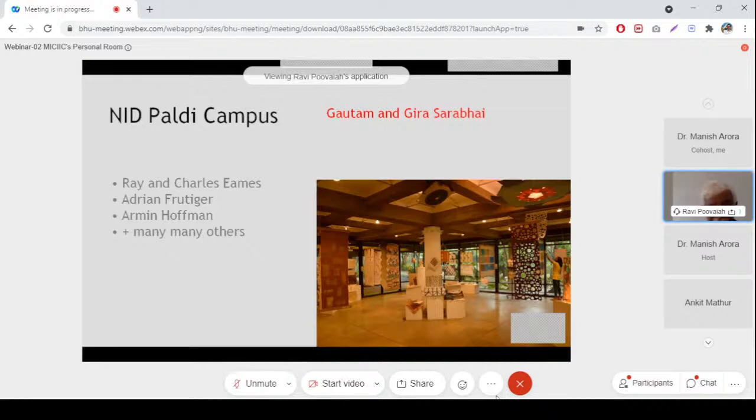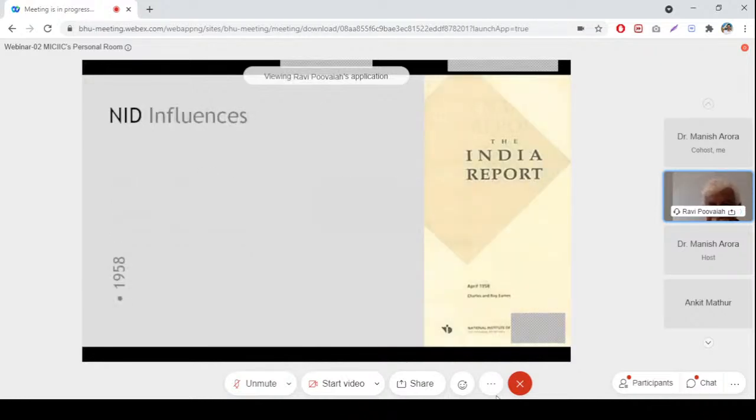And of course, NID was based on a report by Ray and Charles Eames, okay, which is a seminal report. It's called the India Report. Okay, it's there on the web for you to have a look at it. Okay, and they were invited again by our first Prime Minister to come and see what is the best for a country like India. And when they came here, they realized that India has so much of crafts and culture, tradition interwoven as fabric into everyday activities. So if you ever start a design program somewhere, it has to integrate these things into the program.